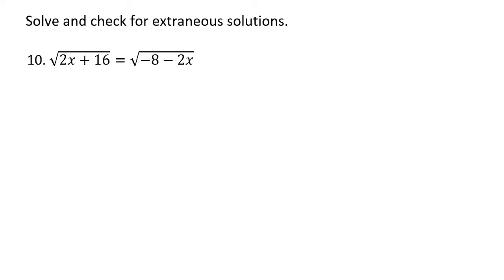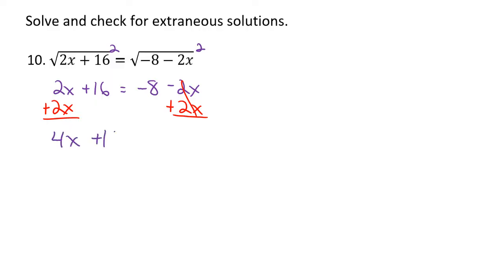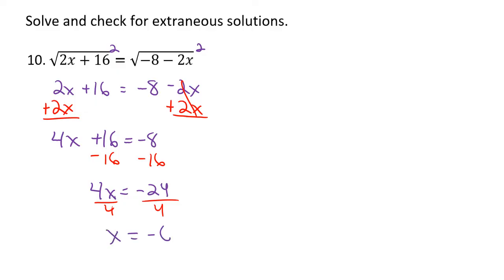All right, we're going to be solving and checking for extraneous. So since both radicals are isolated on each side, we can square both sides. So we'll have 2x plus 16 equals negative 8 minus 2x. Pick one side for your x's to be on and your constants for the other. So I'm going to add 2x over to the left. We're going to have 4x plus 16 equals negative 8. We're then going to minus the 16 over. We're going to have 4x equals negative 24. Divide by 4, and we're going to have x equals negative 6.